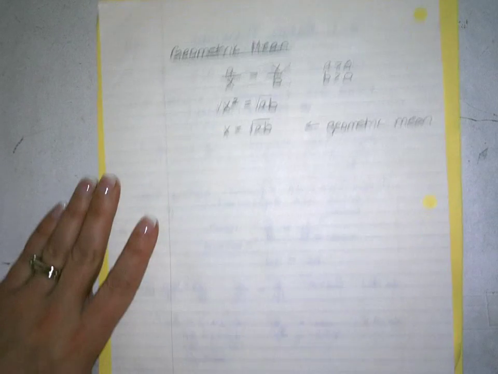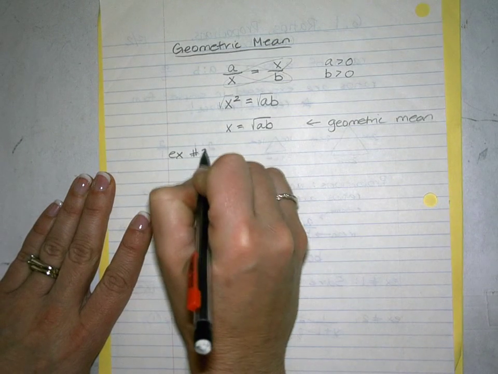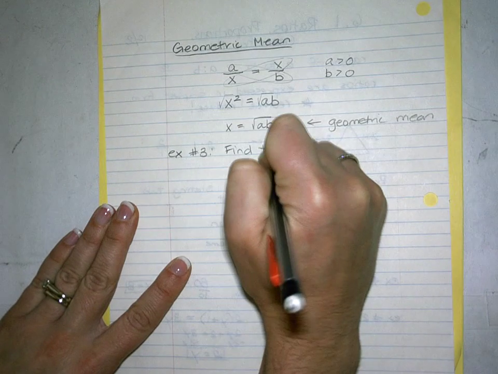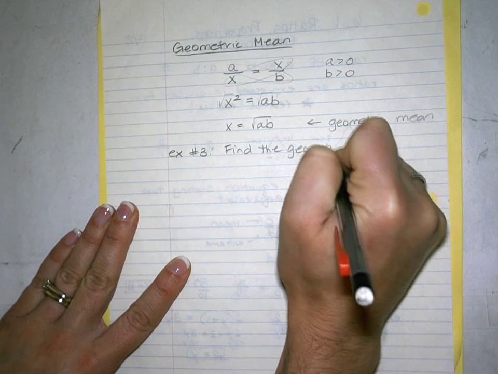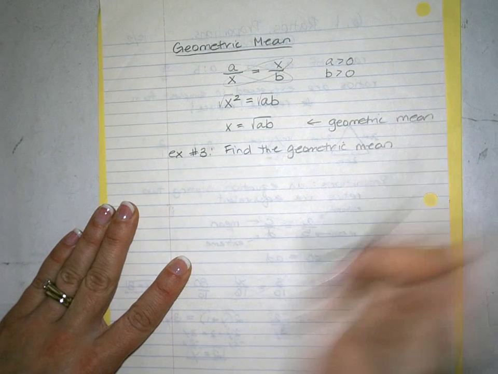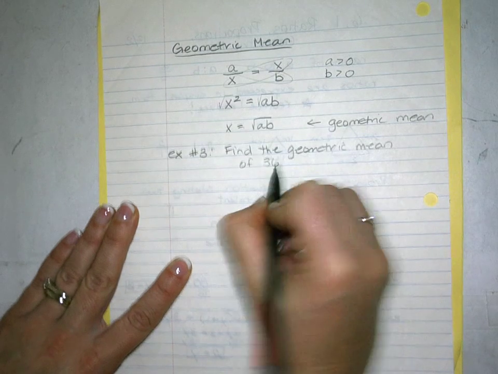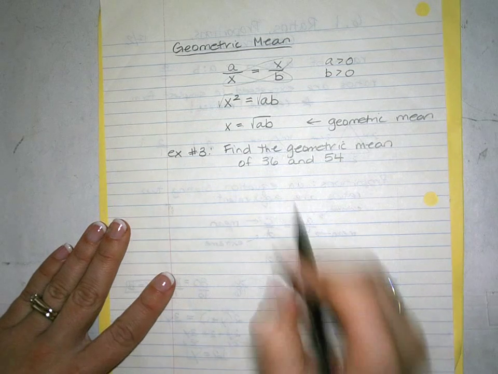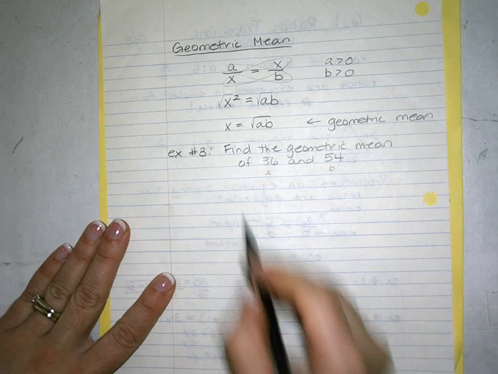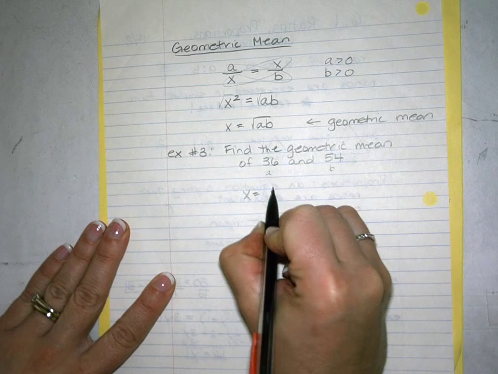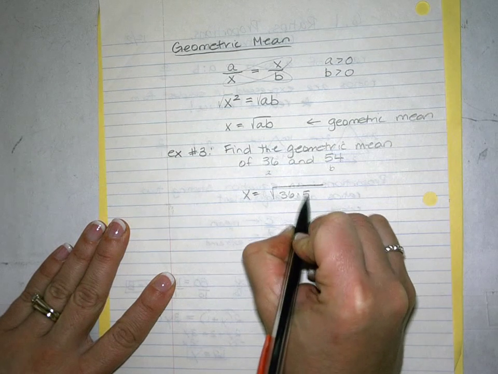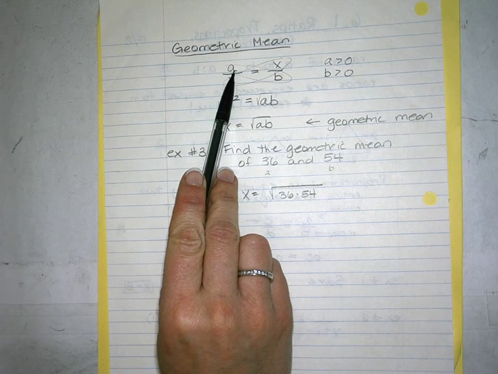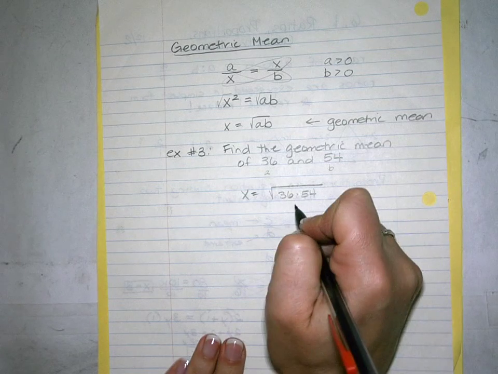Okay, so here's an example. So we'll do example number 3. Find the geometric mean of 36 and 54. They're giving you a and they're giving you b. So all they're asking you to do is multiply those two together and take the square root. Right? That's what they're asking. They're giving you 36 and 54. So you multiply those together.